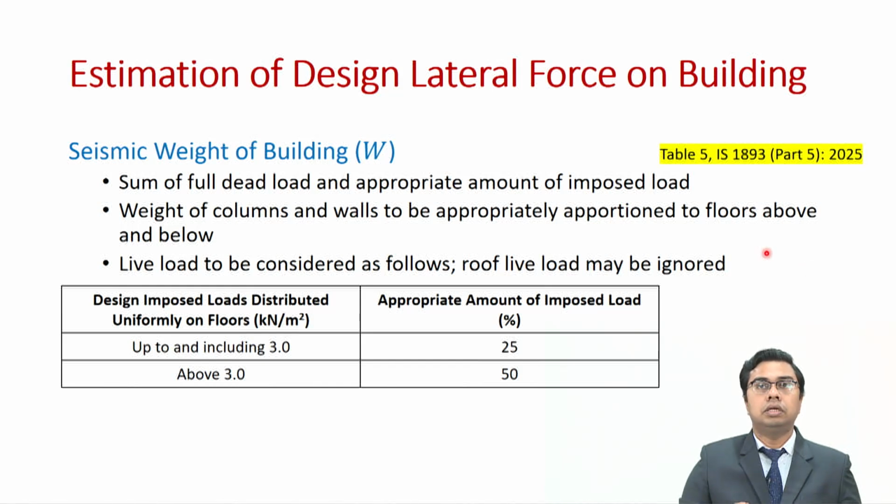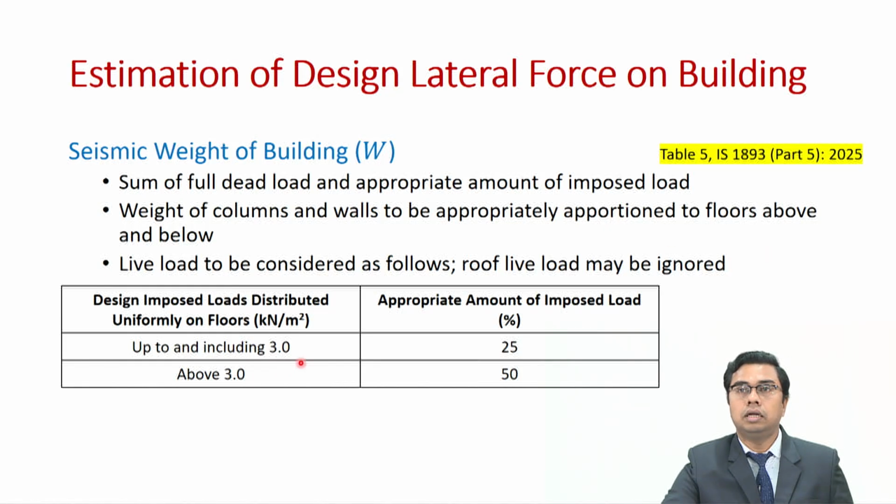Okay, let us look into the seismic weight of the building, which is given by the sum of all dead loads and an appropriate amount of imposed load. What is the appropriate amount of imposed load? If your design imposed load is up to and including 3 kilonewton per meter square, you need to consider 25% of your imposed load in estimation of the seismic weight of the building. If your design imposed load exceeds 3 kilonewton per meter square, then 50% of the imposed load has to be considered while estimating the seismic weight of the building.